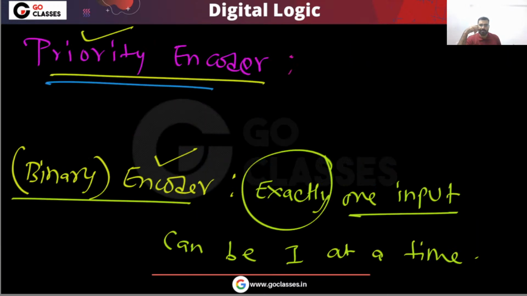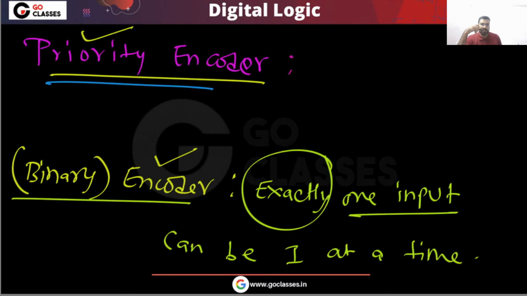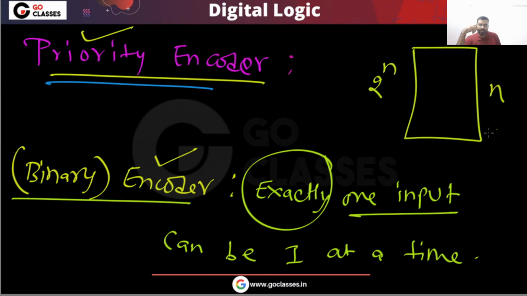So let's make the table. What table will you get, tell me? These are the inputs, a total of 7 inputs you have. In a normal priority encoder, how many inputs do you have? Can anyone tell me? What is the size of the standard priority encoder? That is 2 power n by n. Yes or no? 2 power n by n. A standard encoder will have this size: 2 power n by n.